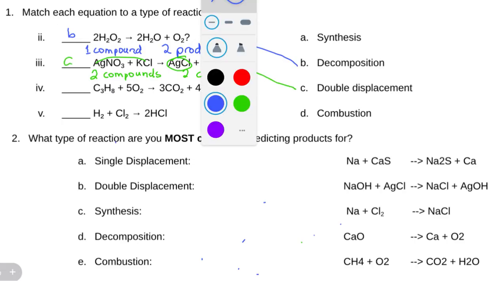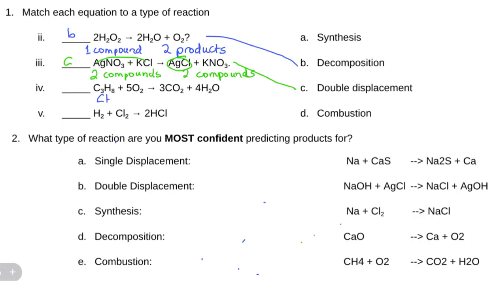For the next one, we have a CH compound and oxygen, and anytime those are the reactants, we have a combustion. We can also decide if it's complete or incomplete. If we have only CO2 and H2O, then it's complete. If it was incomplete, we might also see C and CO.